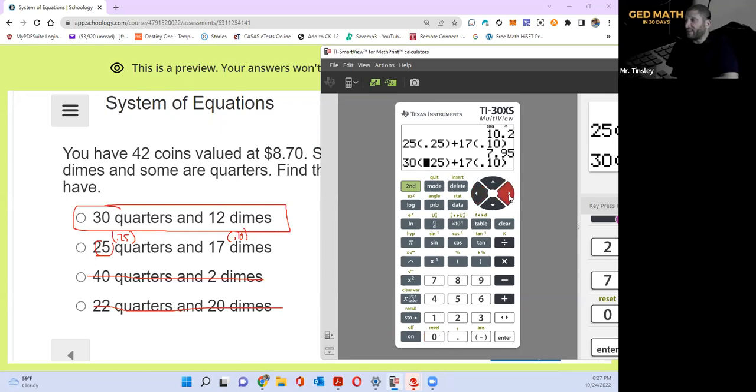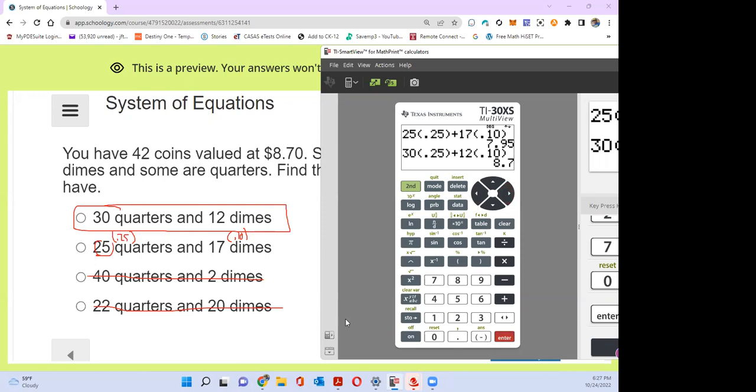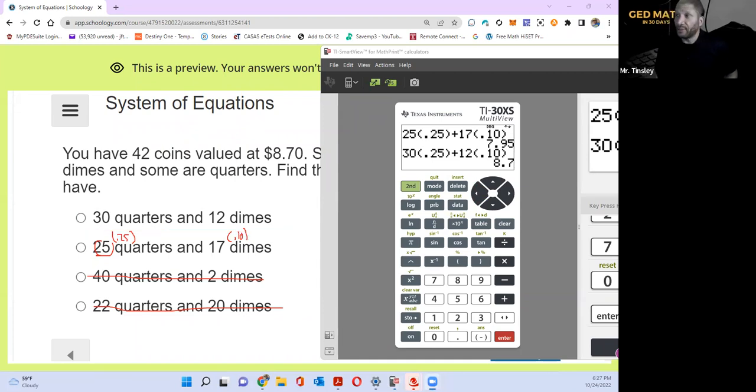I'm replacing that 17 with the what? 12. Press enter. Do I get 870? Yep. The good answer. Now, did it still take about a minute, a minute and a half? Yes. But it was much faster than doing it algebraically.